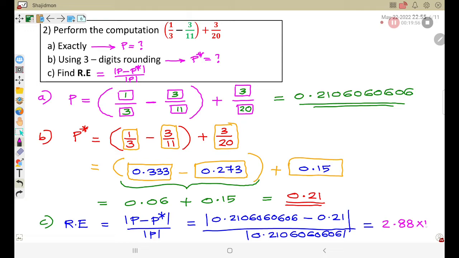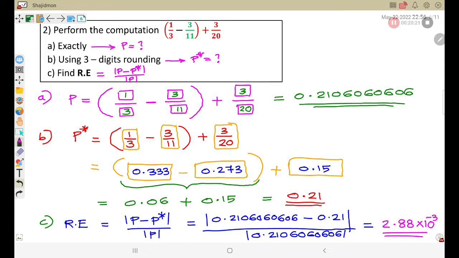2.88 multiplied 10 power minus 3. This is the 3 digits rounding number. Okay, why I have written 3 digits rounding? Because in B part it is already mentioned 3 digits rounding. So we can take same rounding to the relative error also. Okay, but we can write full digit also, no issue. Okay, so I hope you clear this question.